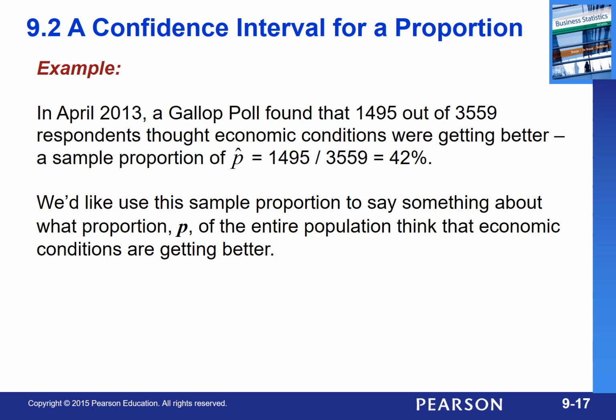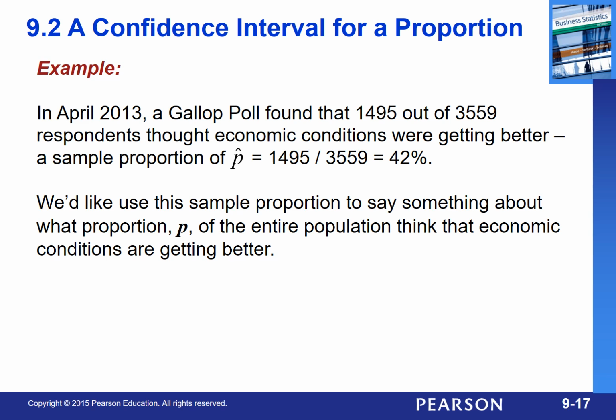In April of 2013, a Gallup poll found that 1,495 out of 3,559 respondents thought the economic conditions were getting better, with a sample proportion of about 42%. We'd like to use this sample proportion to say something about the population proportion, P, of the entire population, about whether or not they think economic conditions are getting better. So I want to take this sample and say something about what the population really looks like. Let's see how we do that.